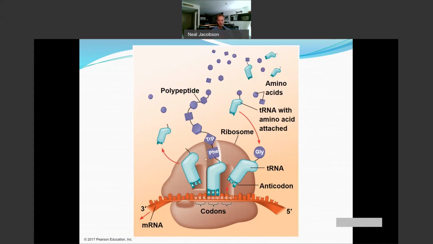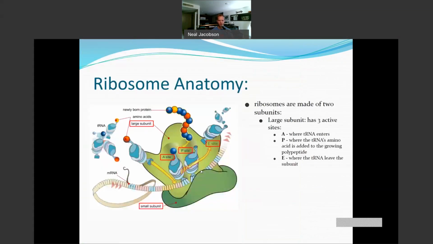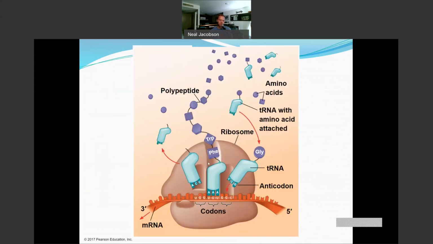If you go back to the previous slide, the A site is on the left and the E site's on the right. So the tRNA is coming in from the left and leaving out the right side. It's doing the same thing except it's flipped. So here the A site is on the right and the E site is on the left.